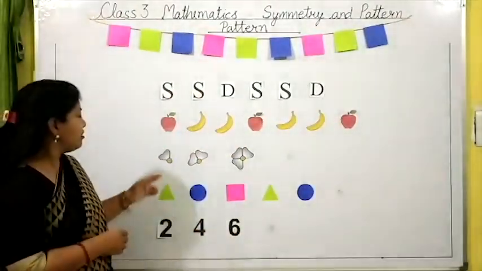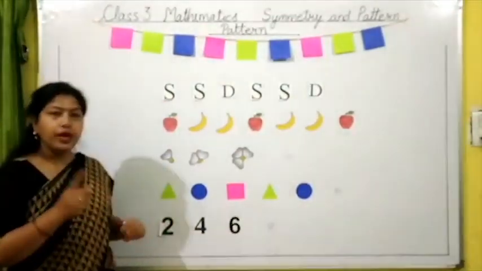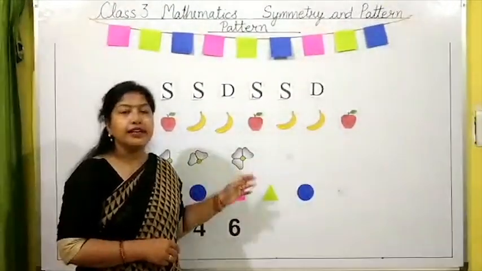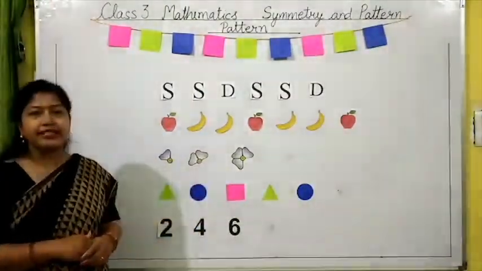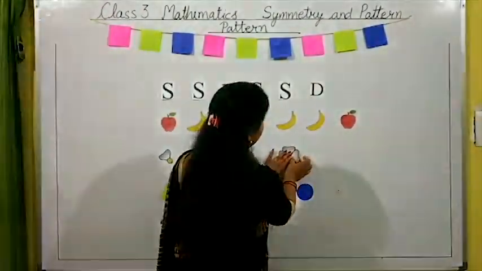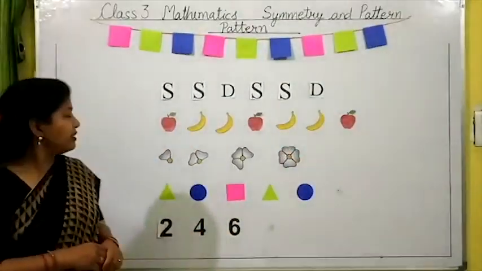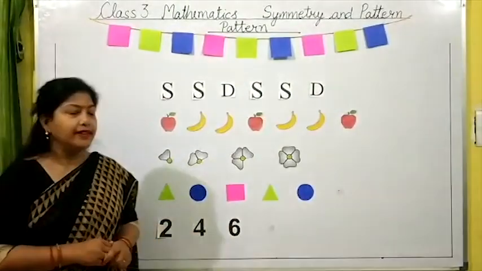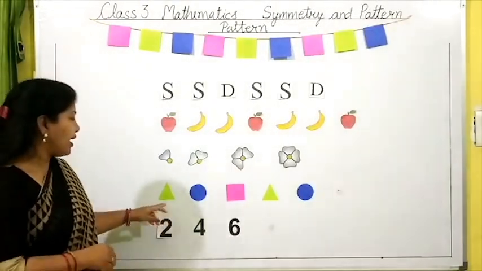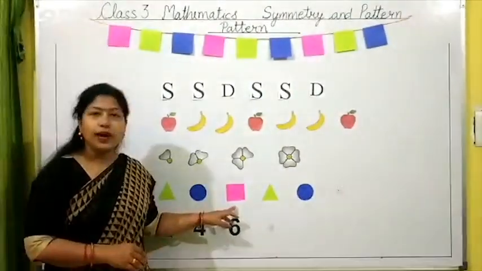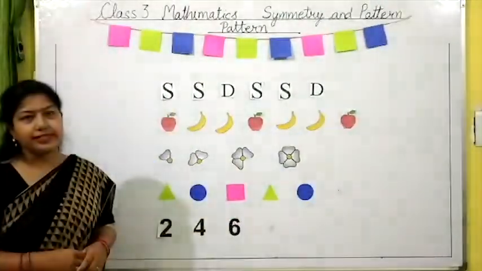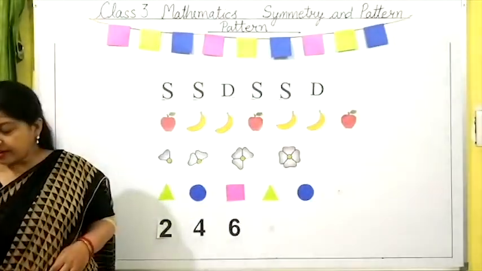Another example, of flowers. First one has 1 petal. Next there are 2 petals. The next has 3 petals. So what should come next? Definitely a flower with 4 petals. Another pattern is related to geometrical shapes. A triangle, then a circle, then a square, again a triangle, circle. So what will come next? Definitely a square.